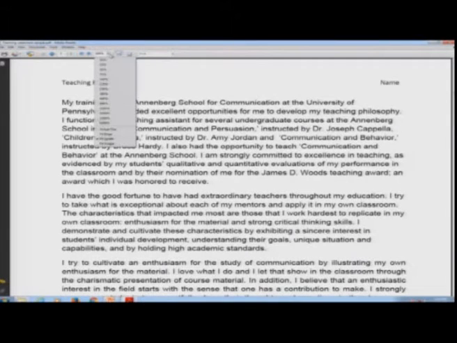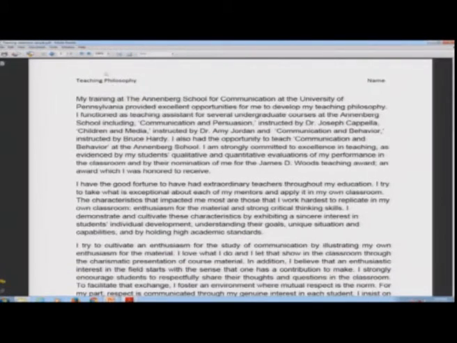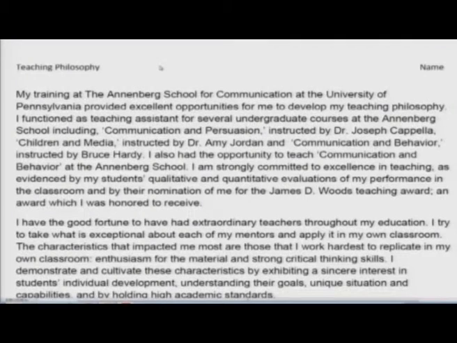So, you can see that here is a sample teaching statement. Let us read it. My training at the Annenberg School for Communication at the University of Pennsylvania provided excellent opportunities for me to develop my teaching philosophy. I functioned as teaching assistant for several undergraduate courses at the Annenberg School, including Communication and Persuasion, instructed by Dr. Joseph Capella, Children and Media, instructed by Dr. Amy Jordan, and Communication and Behavior, instructed by Bruce Hardy. I also had the opportunity to teach Communication and Behavior at the Annenberg School.